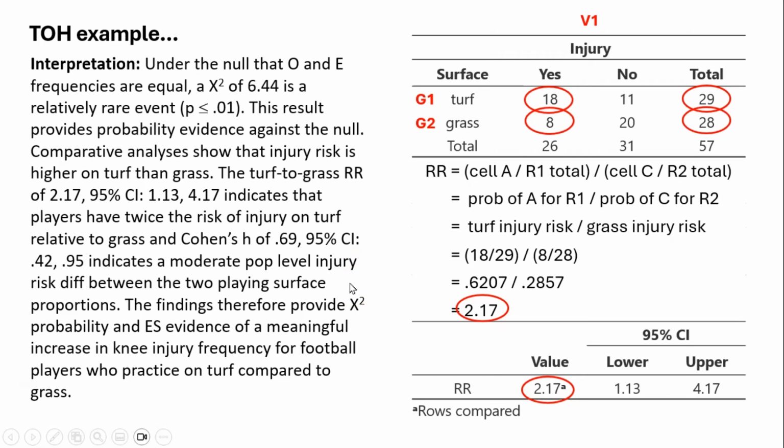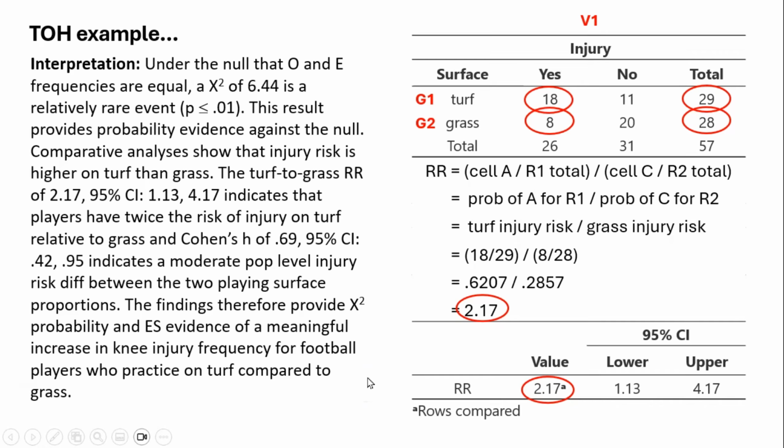playing surface proportions. So we've got quite a bit of evidence here that tells us that the turf injury risk is greater than the grass injury risk. So the findings therefore provide chi-square probability and effect size evidence of a meaningful increase in knee injury frequency for football players who practice on turf compared to grass.